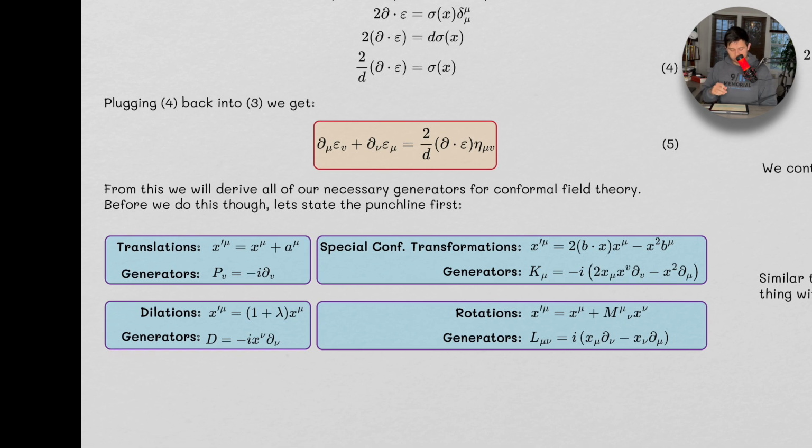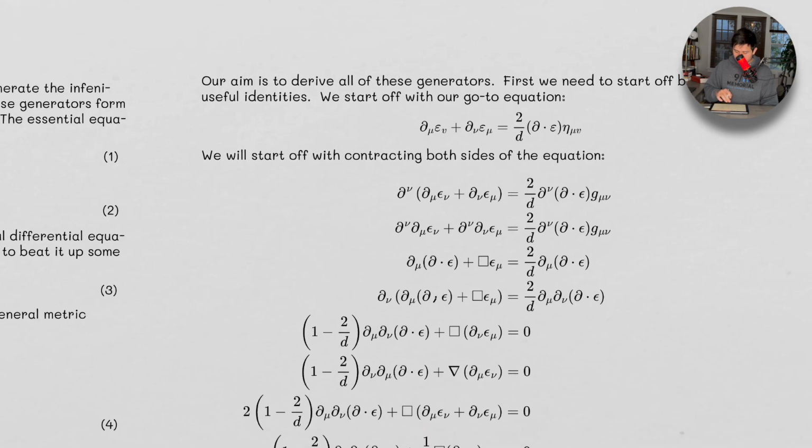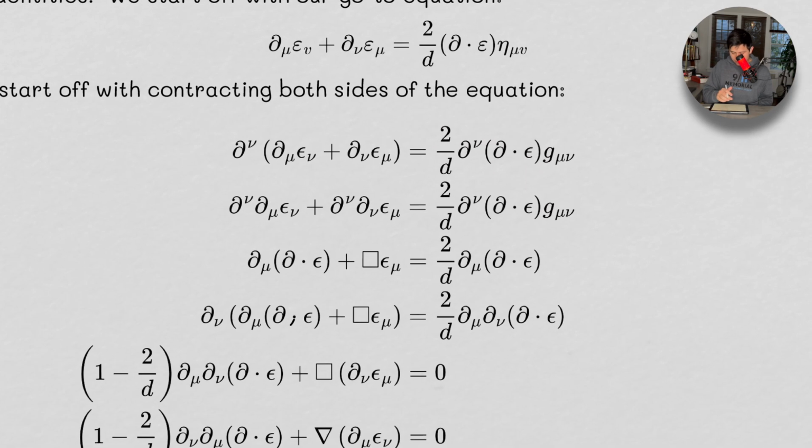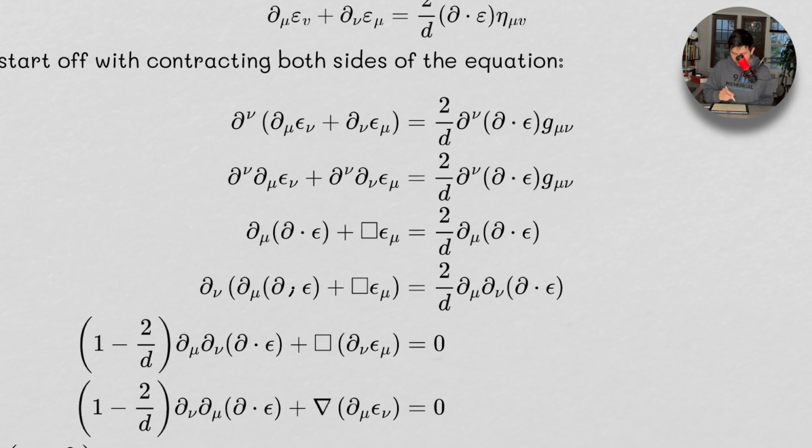We're going to start off with the translations. So our aim is to derive all these generators, but first we need to get some useful identities out of this. So we'll start off with contracting both sides of the equation. This one here, we're not really contracting, we're taking the partial derivative of both sides, right? And when we do that, I'll just zoom in a little bit, we get this first equation.